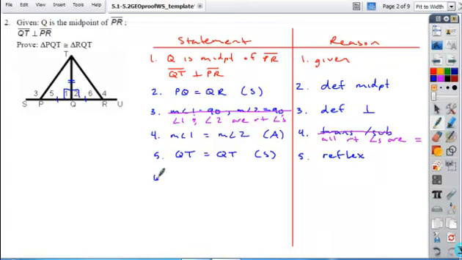And now we have enough information to state congruence of triangles. PQT and RQT are congruent triangles. And the pattern is, again, don't base it on what's shown here, even though it happens to be in the right order. We have two sides. The angle is included between those two sides. So that's the SAS pattern.